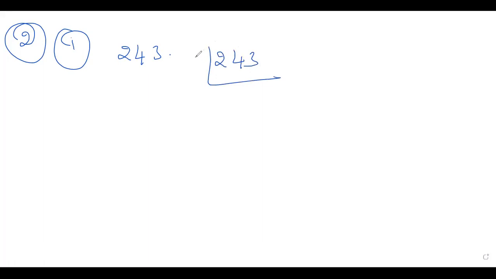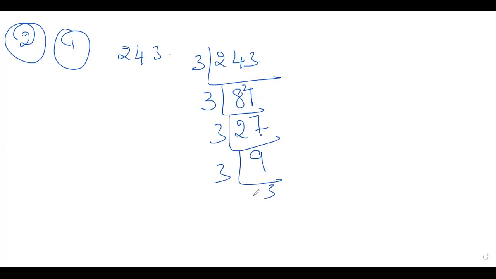So we have 3 here. It is divisible, so divide it by 3. How many times can you divide 24? 3 8s are 24, 3 1s are 3. Now divide by 3, 3 2s are 6, remainder is 2, 21, 3 7s are 21. Again divide it by 3, 3 9s are 27, 3 3s are 9. How many 3s are there? 1, 2, 3, 4, 5. 5 times.